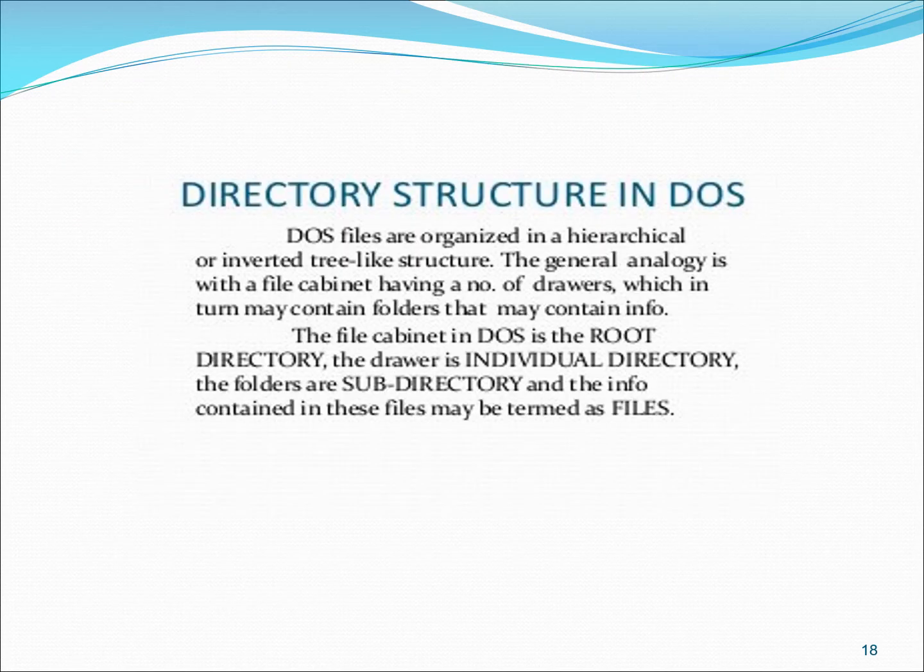Directory structure in DOS. DOS files are organized in a hierarchical or tree-like structure, which is similar to a file cabinet having a number of drawers, which in turn may contain folders that may contain information. The file cabinet in DOS is the root directory. The drawer is the individual directory. The folders are subdirectories, and the information contained in these folders may be termed files.